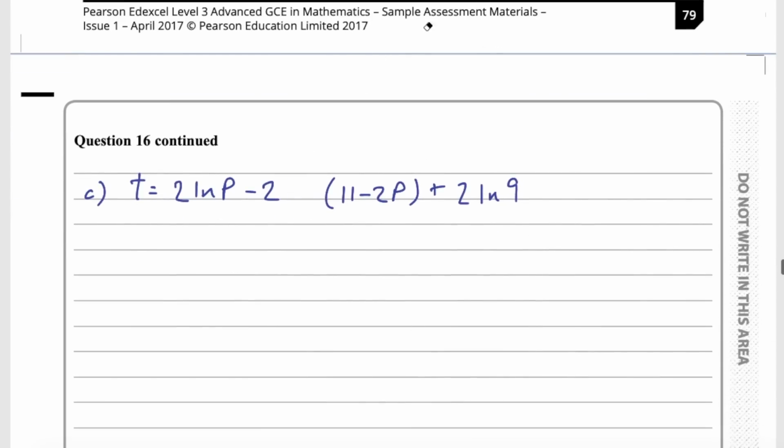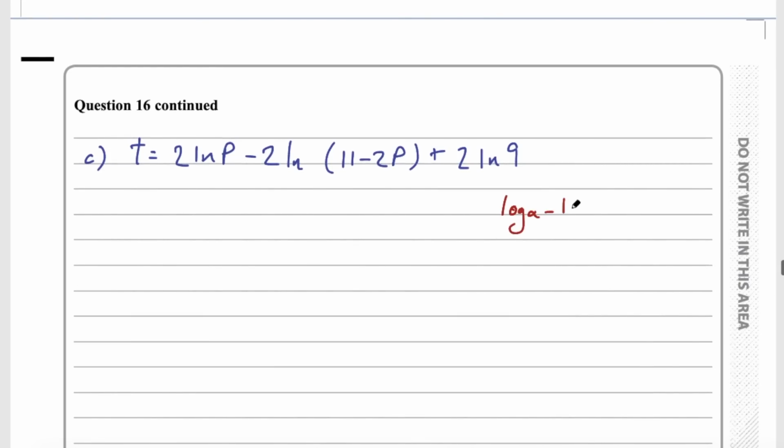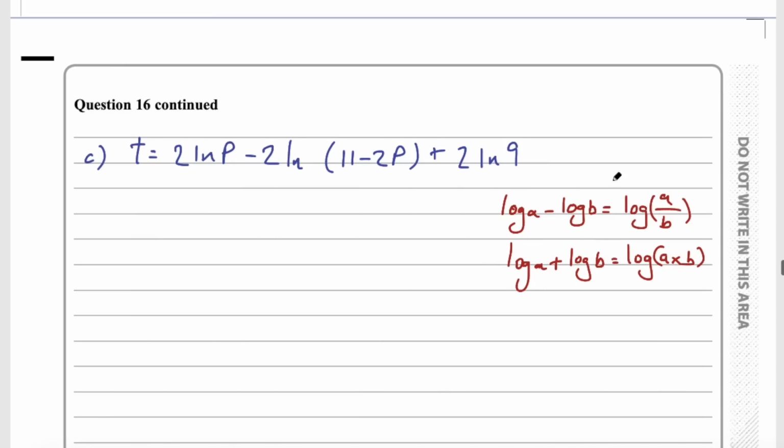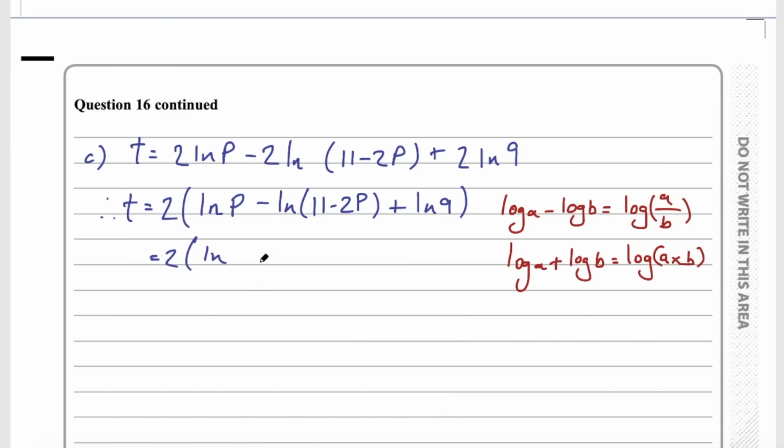Okay, so for this we're going to need our log laws first. So you remember that if we have the log of a minus the log of b, that can be written as the log of a divided by b. Also, we know that if we have the log of a plus the log of b, we'll get the log of a times b. We can use those ideas here to simplify this right hand side a little bit. So therefore t will equal, actually firstly I'll factorize a 2 out of each term just to make it a little bit easier. So this will be log p minus log 11 minus 2p plus log of 9. And then we can write this as a fraction and then multiply by 9. So we've got the log of 9p divided by 11 minus 2p.